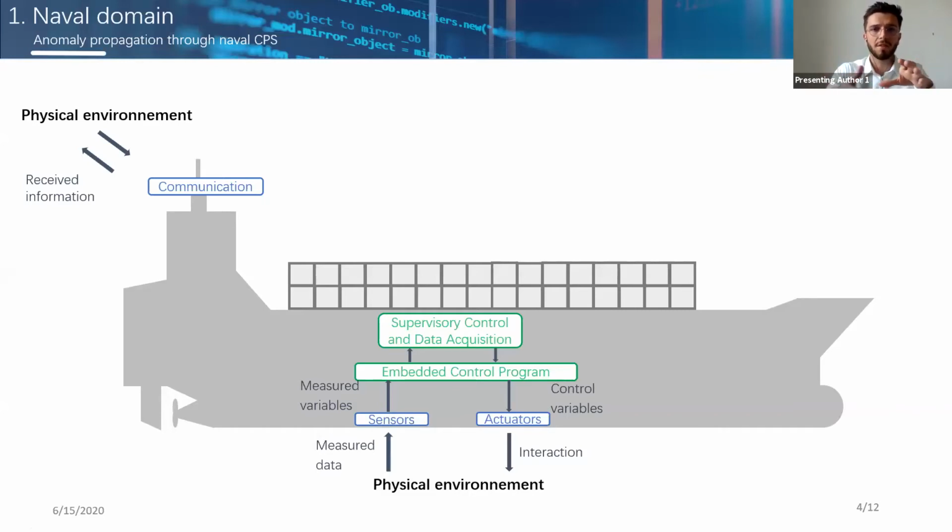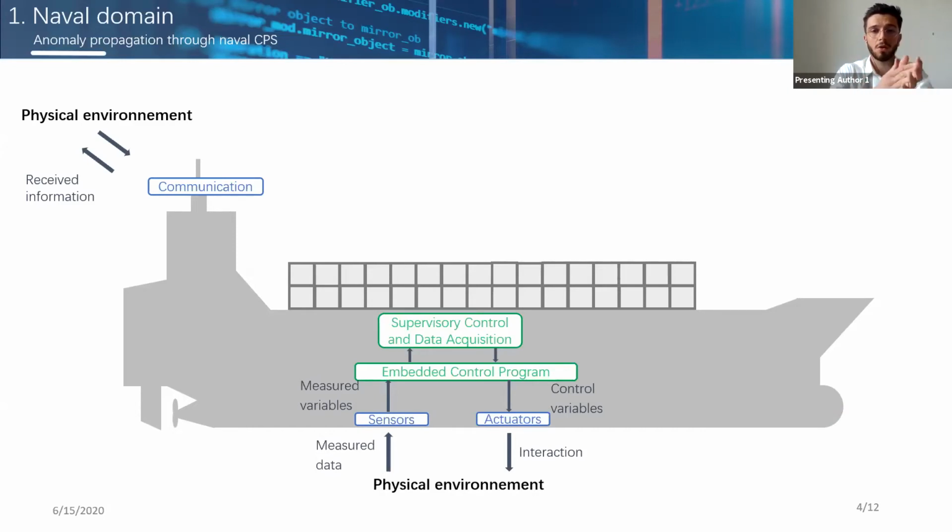A physical process is monitored by sensors that collect data from the physical environments and transfer values to an embedded control program. And this program is running on a PLC, a programmable logic controller, that supervises and controls the physical process by making local control decisions depending on the input sensory data. A control variable is derived from this decision and sent to the actuators. This process is remotely monitored and controlled by the supervisory control and data acquisition system.